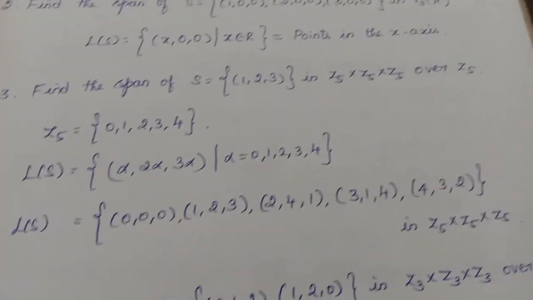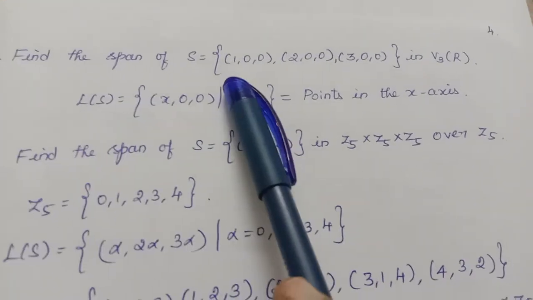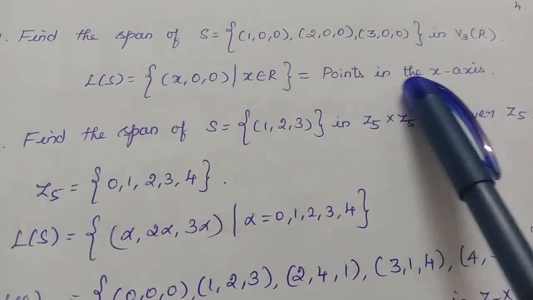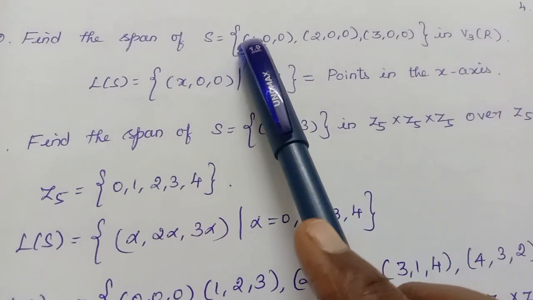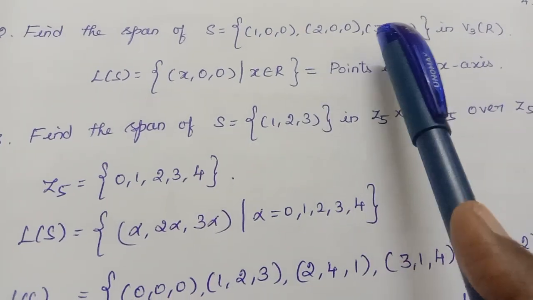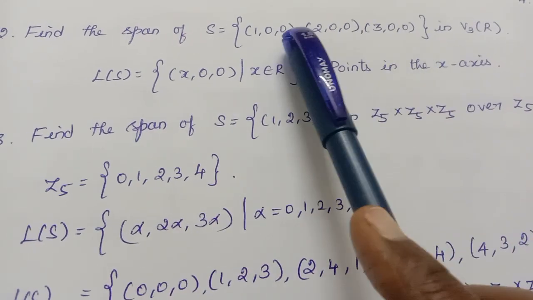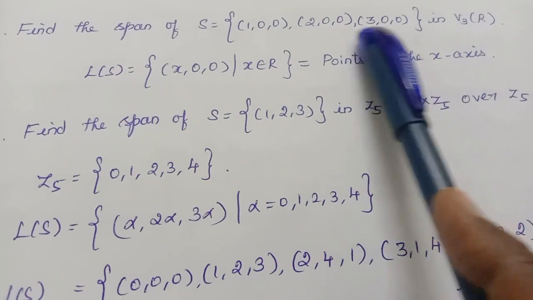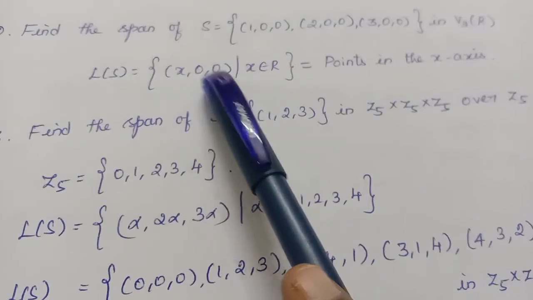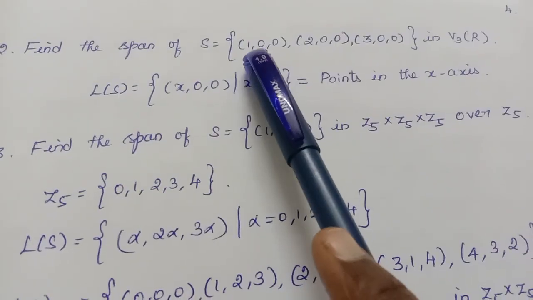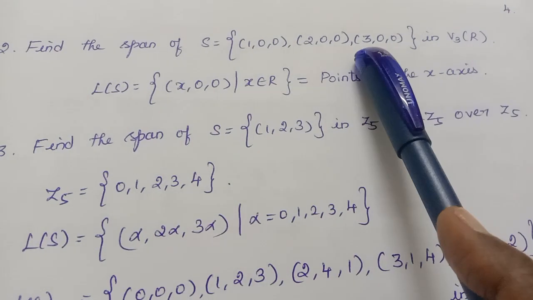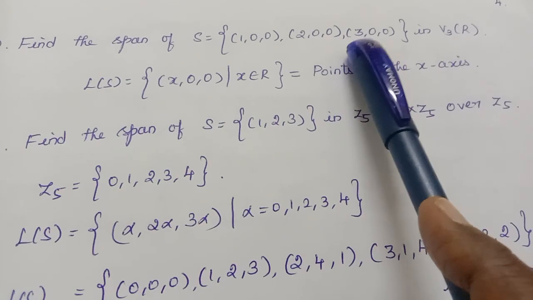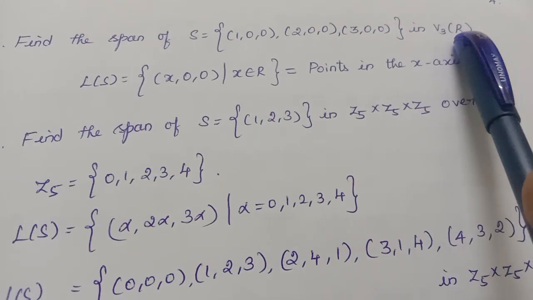Find the span of S equal to (1,0,0), (2,0,0), (3,0,0), again in V3 of R. See, so you have to put what? Alpha into the first vector plus beta into the second vector plus gamma into the third vector. Okay, let me look at the second and third components. Both are 0 in all the 3 vectors. So second and third coordinates are 0. What about the first coordinate? Alpha plus 2 beta plus 3 gamma, isn't it? Alpha plus 2 beta plus 3 gamma, where alpha, beta, gamma vary over R.